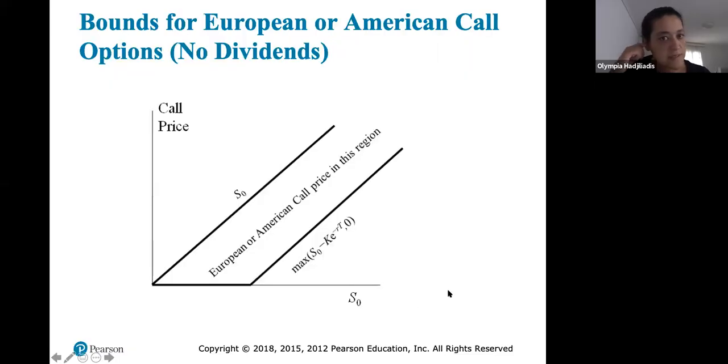So let's stop sharing and go back to our slides. So this is the upper and lower bounds for a European or American call price, which is between the max of S0 minus K e to the minus RT and 0, and S0.